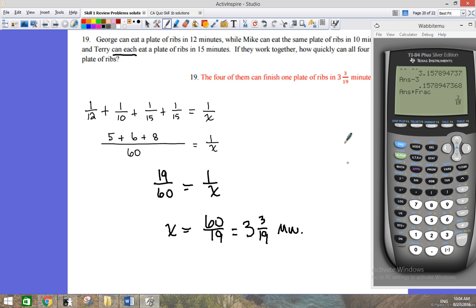Alright. Yeah, that's what the answer key there says. I can put on there that you could give it as a decimal, 3.16, if you round it to the nearest hundredth.